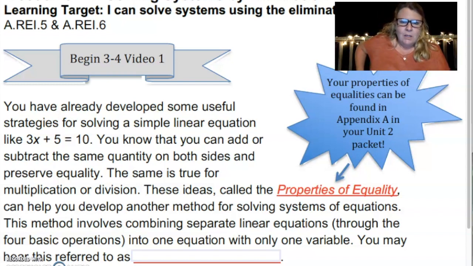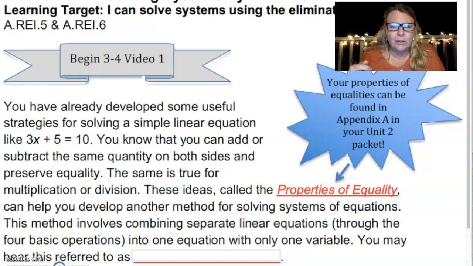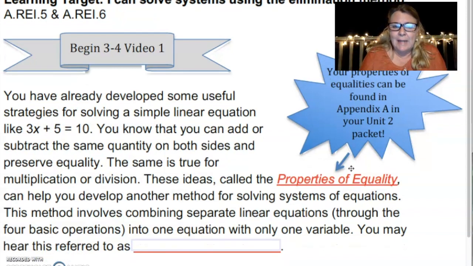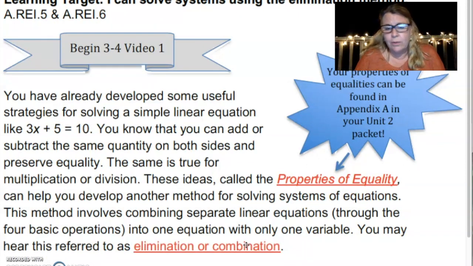So we're going to solve systems of equations using these properties of equality by combining these two separate linear equations together through our basic operations of multiplying, adding, subtracting, and those kinds of things. But when we combine them together, we're going to eliminate one of the variables. So we often call this method either the elimination method or the combination method. You'll hear both, so don't be surprised with either one that you hear.